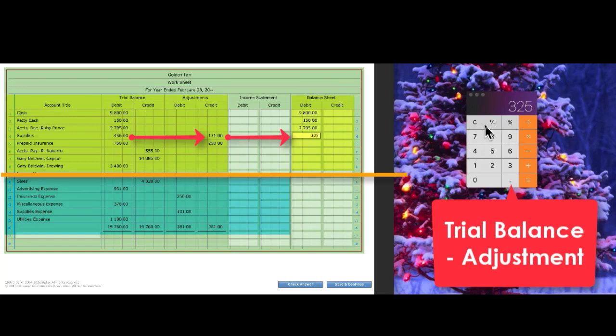Okay, I have the same thing with prepaid insurance. I started with 750. I have an adjustment of 250, so I'm going to subtract, and I'm going to put the $500 remaining into the column with the bigger number. Again, the debit account, so I'm going to put 500 there.